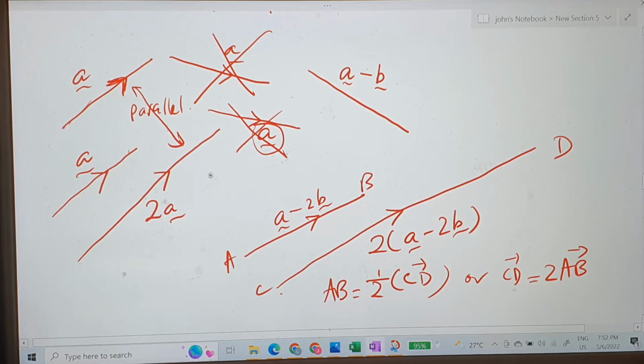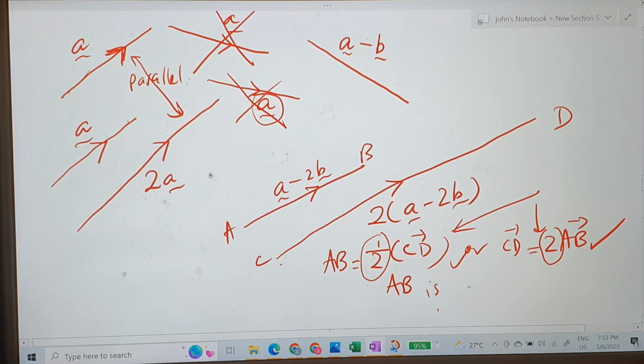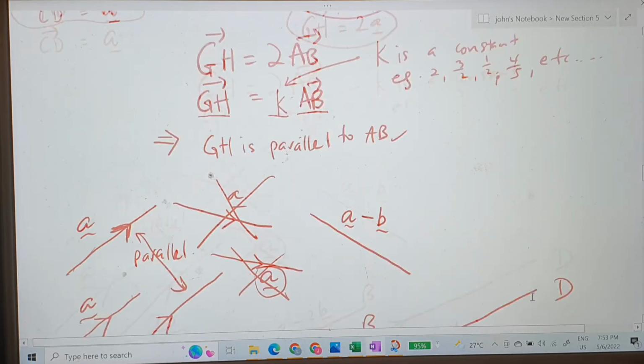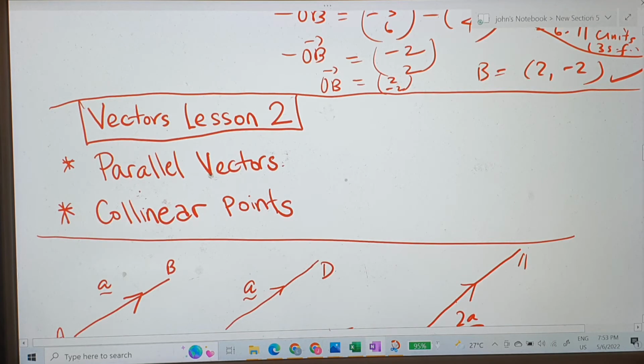So when I can write it like that or write it like that, where they are related by a constant, then I can say that this line AB is parallel to CD. So that is the whole idea behind parallel vectors.